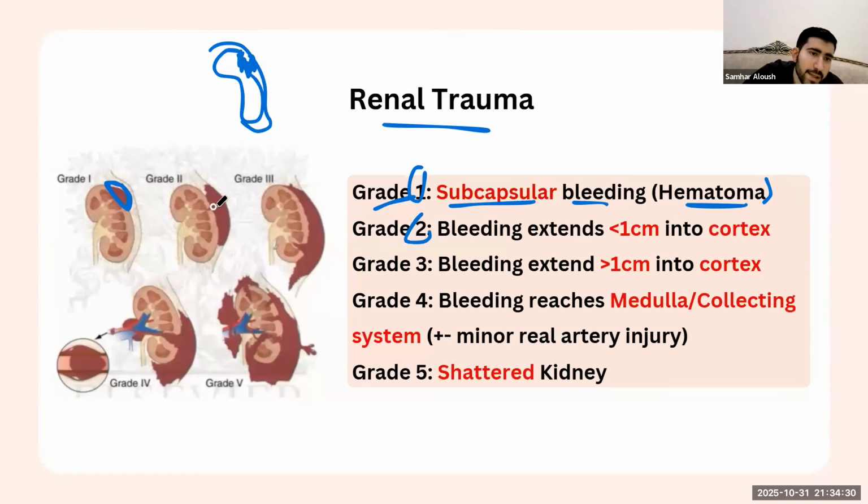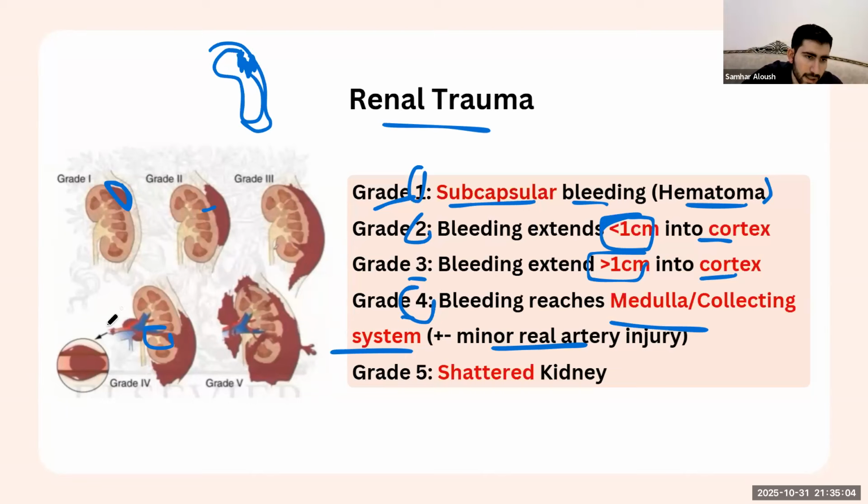Grade 2, if the bleeding reached the kidney, but barely, so it's below 1 centimeter into the cortex. Grade 3, if it's more than 1 centimeter into the cortex. Okay, so if it's subcapsular between the kidney and the capsule, that's grade 1. If it started to reach below 1 centimeter into the cortex, that's grade 2. If it reached more than 1 centimeter into the cortex, that's grade 3. If it reached the medulla or collecting system, which is here in the middle, that's grade 4. It may also reach the renal artery.